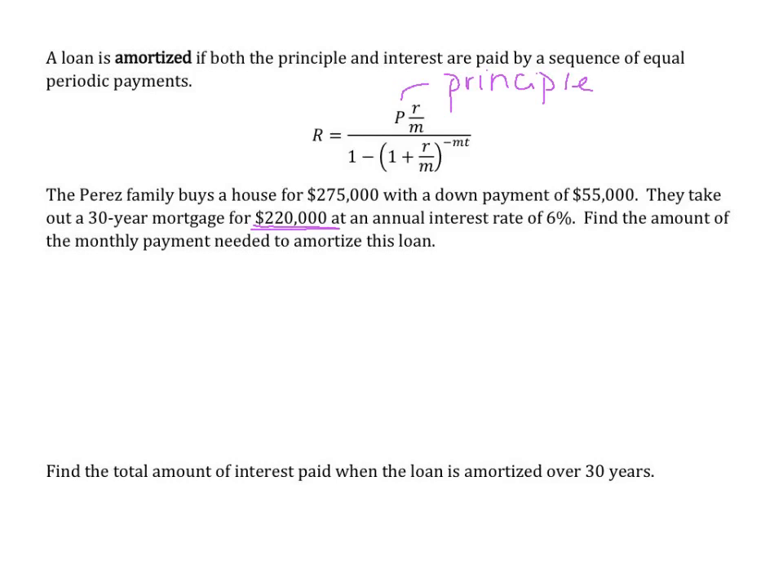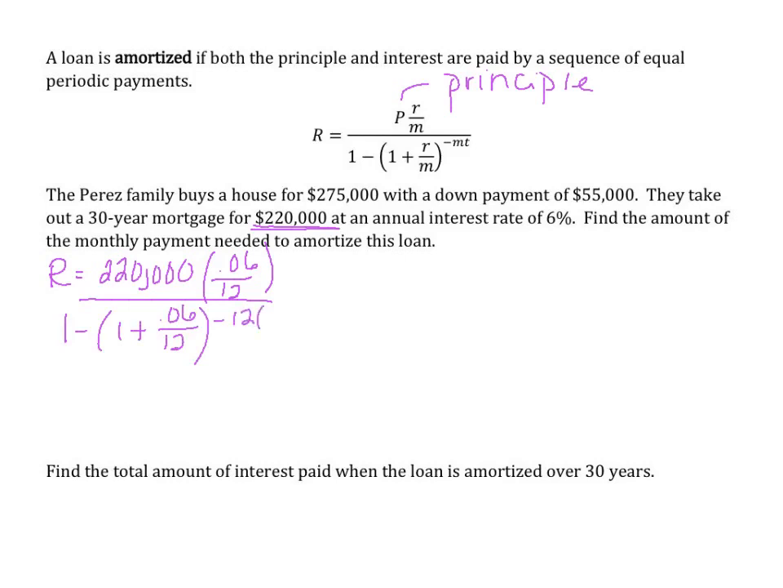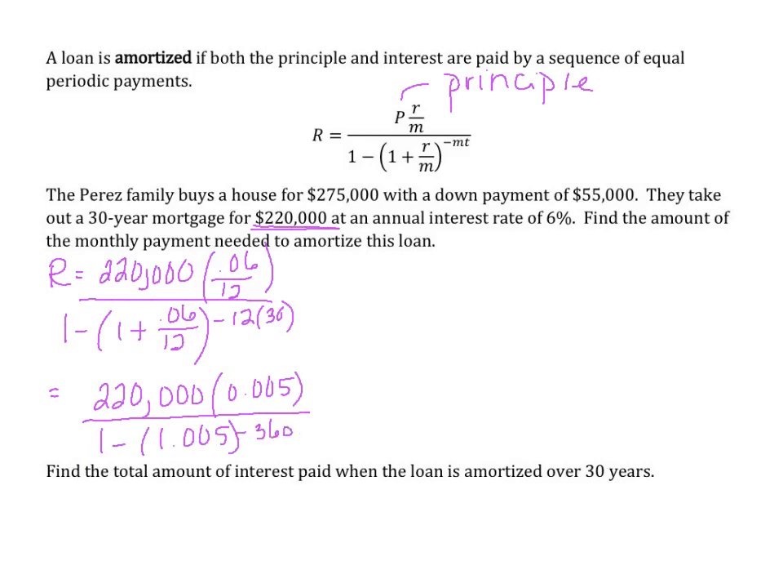So we're borrowing $220,000. We're going to multiply this by our rate, 0.06. We're paying monthly, so divided by 12. All over 1 minus 1 plus our rate over how often we're compounding, to the negative 12 times 30 years. So this is equal to $220,000 times 0.06 divided by 12, which is 0.005, all over 1 minus 1.005 to the negative 360th power, because they're making 360 payments.